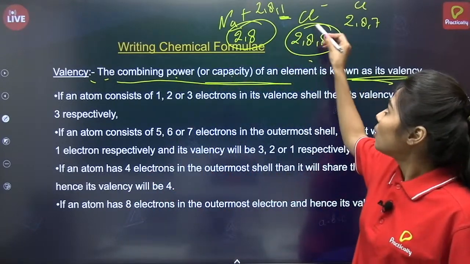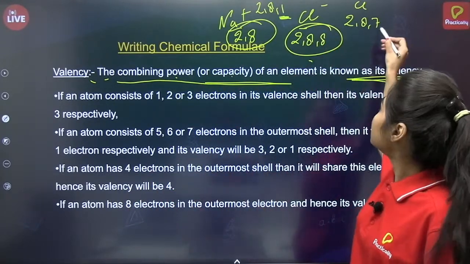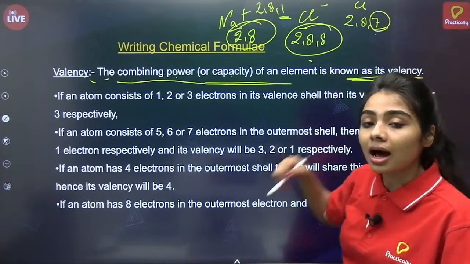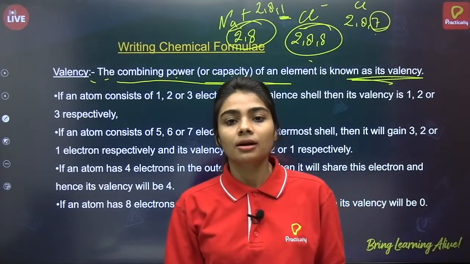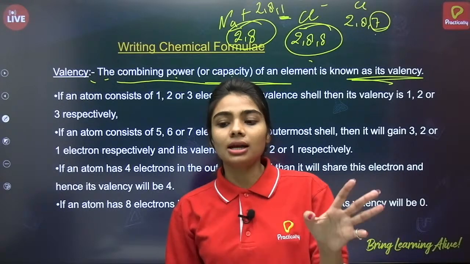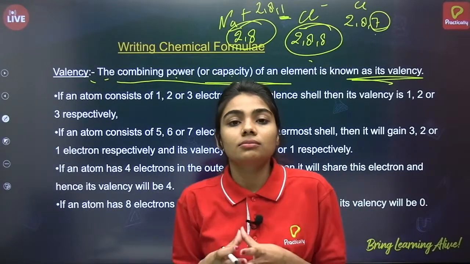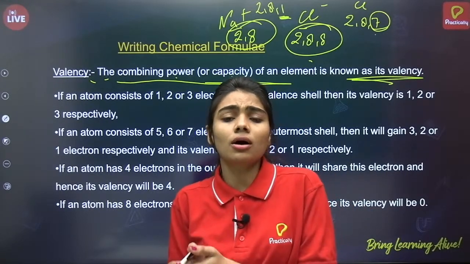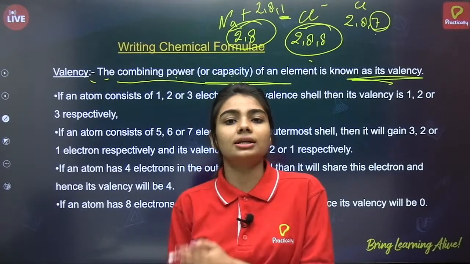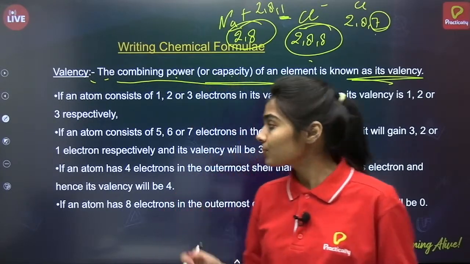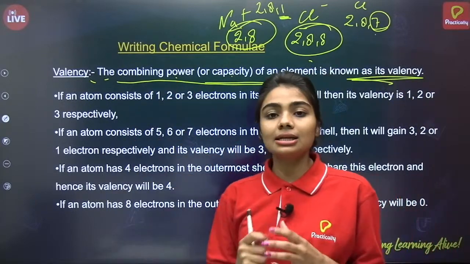For chlorine, what will be the valence electron? 7, because this is the last shell of your chlorine. So it is having 7 electron. That's why, if I talk about the valence electron of chlorine, it comes out to be 7 only. Okay. So valency is what?